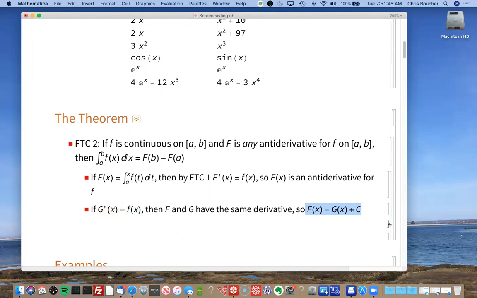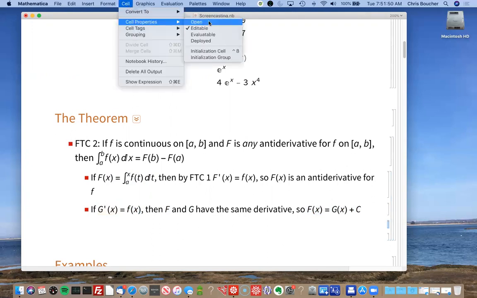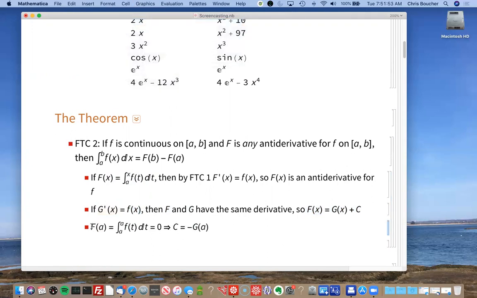Okay, in any event, if F of x and G of x differ by a constant, all I have to do now is note that when I plug an a into capital F, right, so here's the input variable in capital F, it's the upper limit of integration, so capital F of a would be the integral from a to a. And as we said above, that's equal to 0, right? You integrate from a point to itself, you get 0. And that means in this equation, if capital F of a is 0, then capital G of a must be equal to negative c, or c must be equal to negative G of a, doing a little bit of algebra.